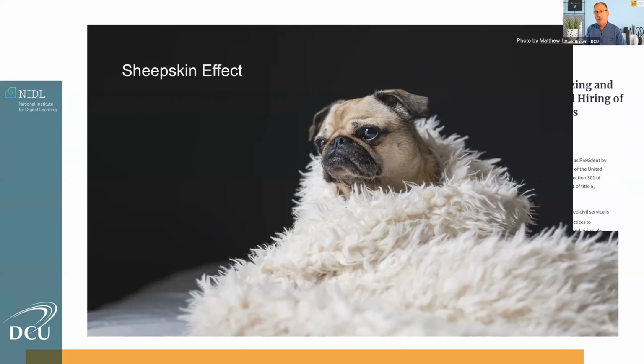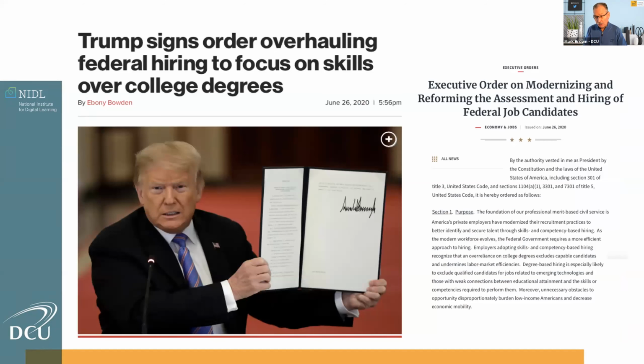In fact, in the United States last year, I'm losing sight of how time flies in the Trump era or post-Trump era, Donald Trump signed an executive order that for all federal jobs decided that they would focus on skills and not degree qualifications anymore. So this is an example of that sheepskin effect no longer perhaps having the same cloak that protected students with their career opportunities.